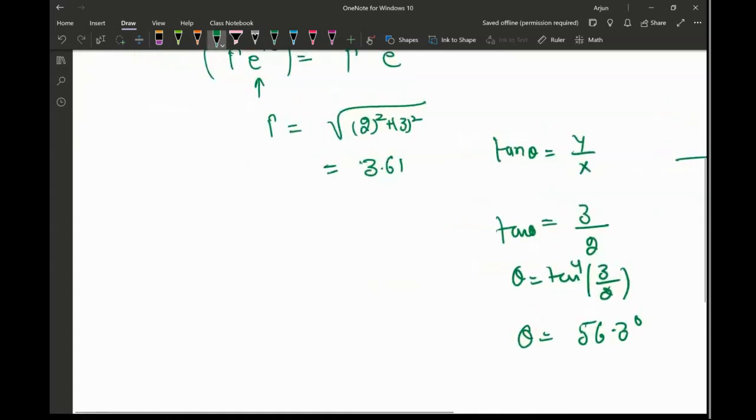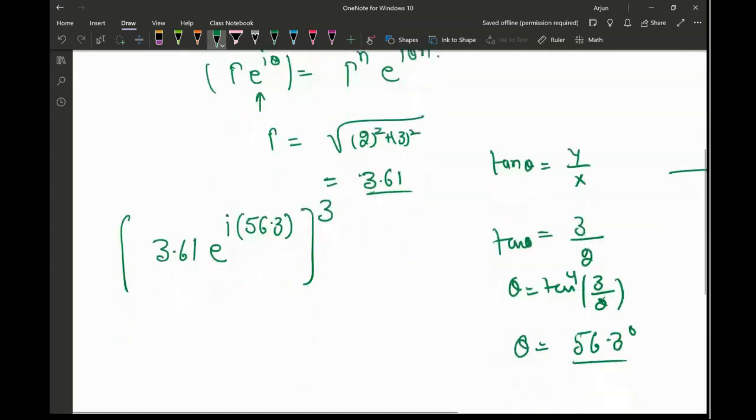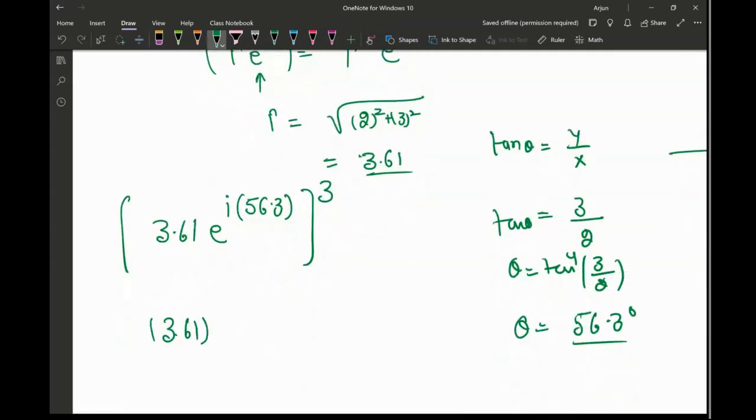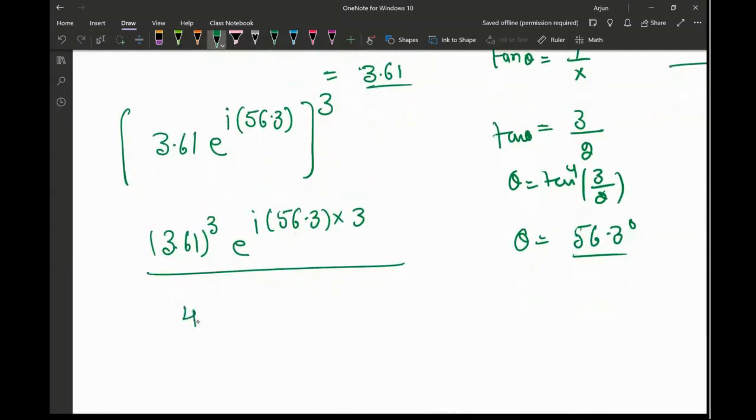All right, so we have everything with us now. Our value is 3.61 e raised to the power j theta, where theta is 56.3, and outside it will be the n value, which in this case was 3. So 3.61 raised to the power 3 times e raised to the power j 56.3 times 3. That's going to give you the answer for this calculation. So this will be 47 e raised to the power j 168.9.